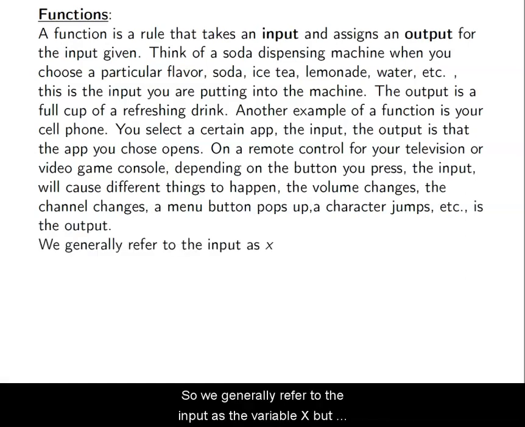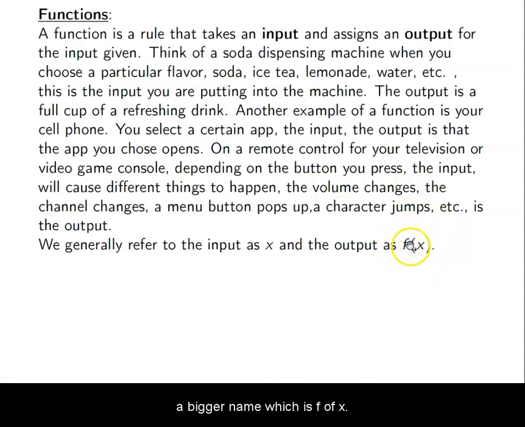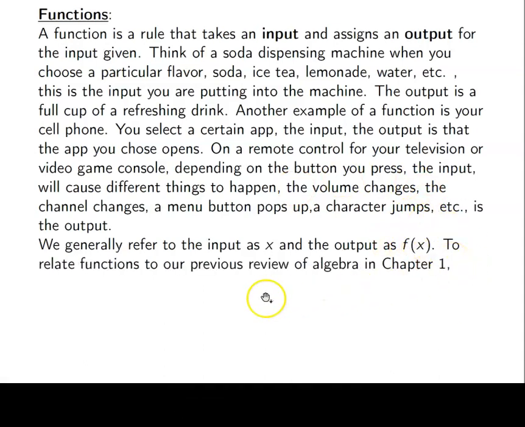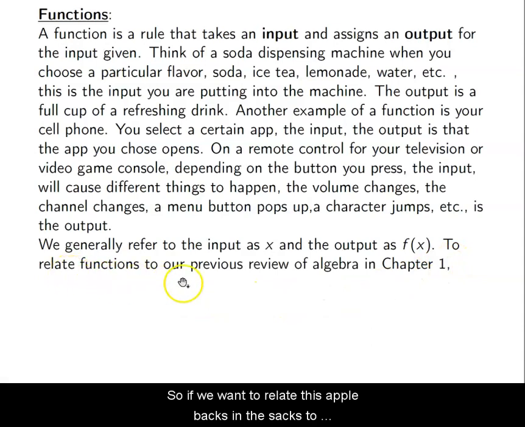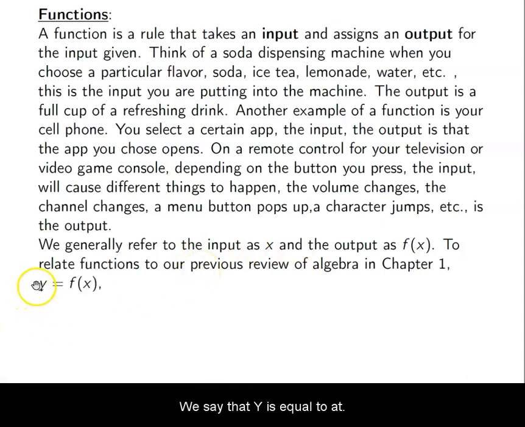So, we generally refer to the input as the variable x, what we were calling the independent variable before. We're now referring to it as input, okay? And the output, which we were calling y, we are now giving a bigger name, which is f of x, okay? So if we want to relate this f of x and this x to what we were doing in chapter 1, which is x's and y's, we say that y is equal to f of x, okay?